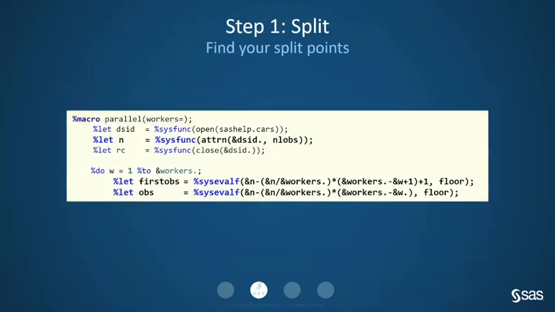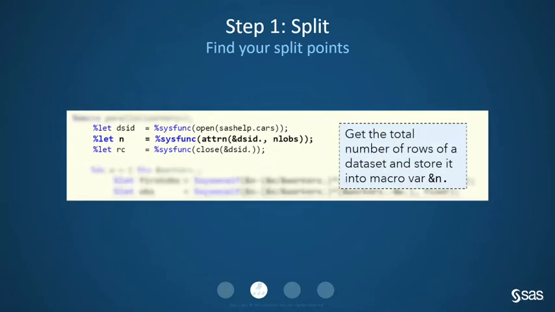So for the first step, we just need to figure out what our split points are. And this is the hardest thing that you'll do out of this whole thing. There are two things going on here. The first thing is a little macro trick that you can use to get the total number of rows in a data set. And then you'll just store it in a macro variable we'll call n. Within this macro loop that we're building, we want to reference this to figure out how much we need to split out to each worker.